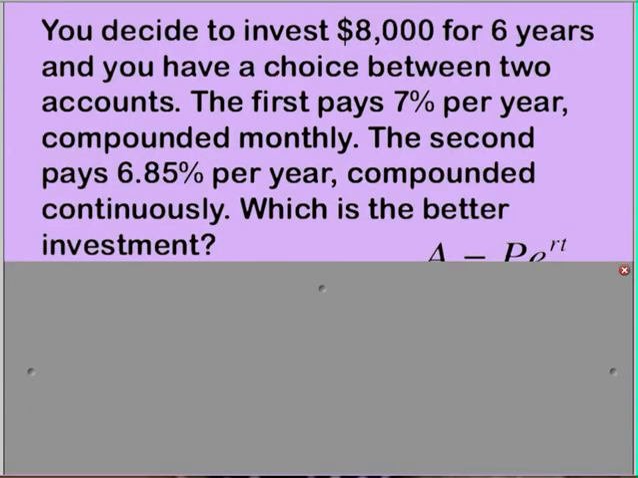So the example I have here is that you decide to invest $8,000 for 6 years, and you have a choice between two accounts. The first pays 7% per year compounded monthly. The second pays 6.85% per year compounded continuously. Which is the better investment?